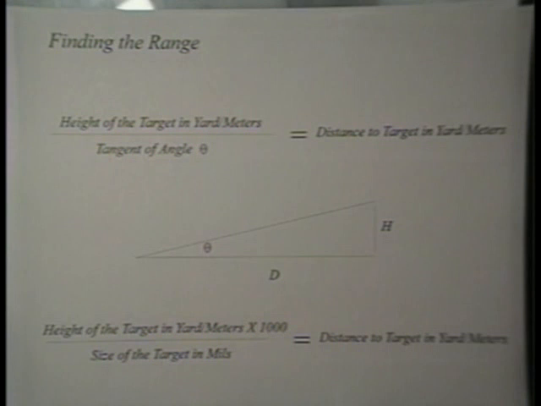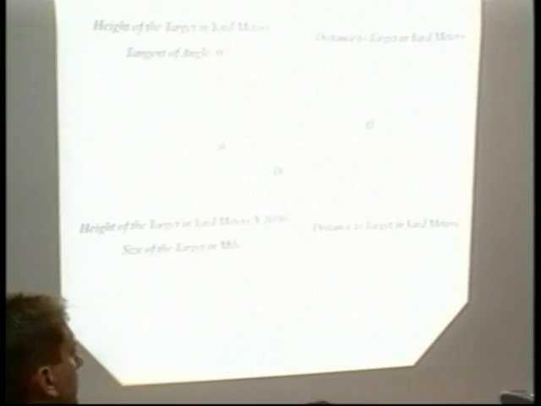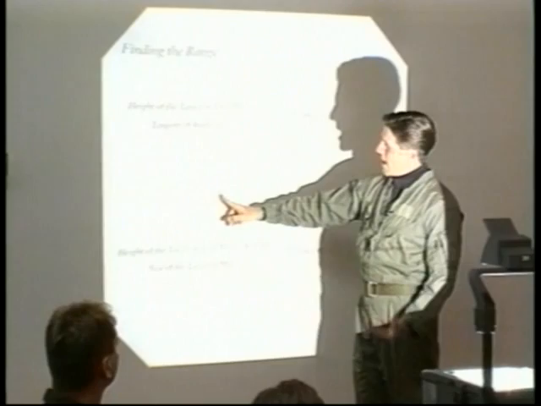Real simple trigonometry right here. That's what range estimation is built upon. We're estimating this. We're measuring the angle, either in degrees, or in our case, mils. And we want to find D, or the distance to the target.